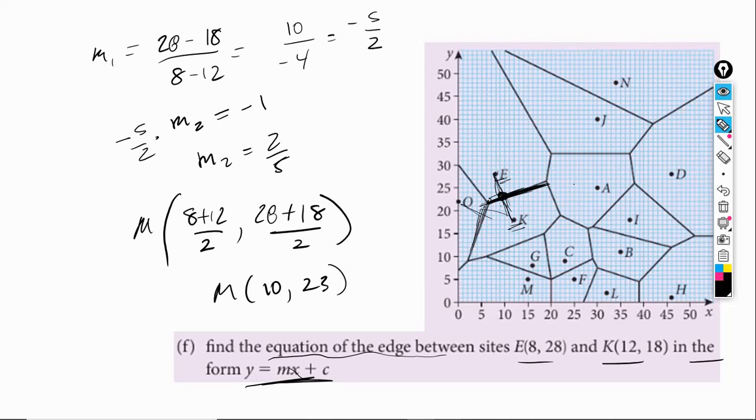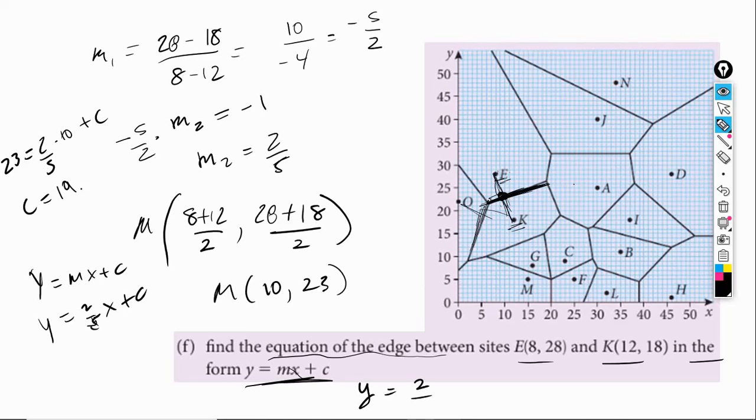So yes, we have gathered enough information to finally write the equation, because the equation is in the form y equals mx plus c. We already have m. y equals 2/5 x plus c, and all we need to do is find c, but we can use the point we just found to solve for c. So that would be 23 is equal to 2/5 times 10 plus c. We can solve this very quickly, and we can see that c is equal to 19. That means that we have the equation. I'm going to rewrite it so it doesn't look so disorganized. So the answer would be y equals 2/5 x plus 19. That would be the equation of the edge between those two sites, which is the perpendicular bisector.